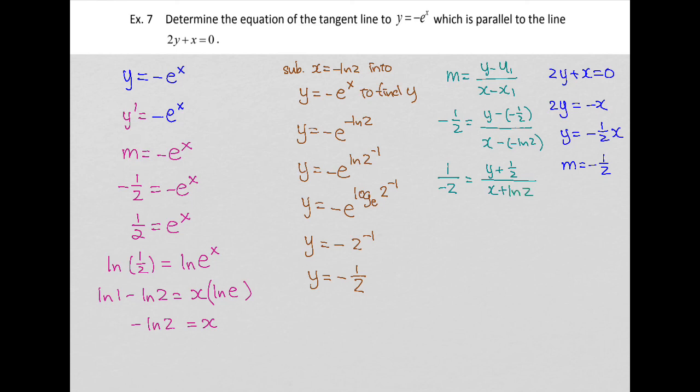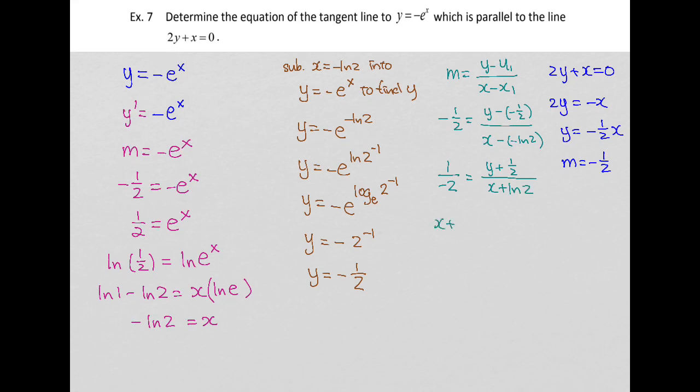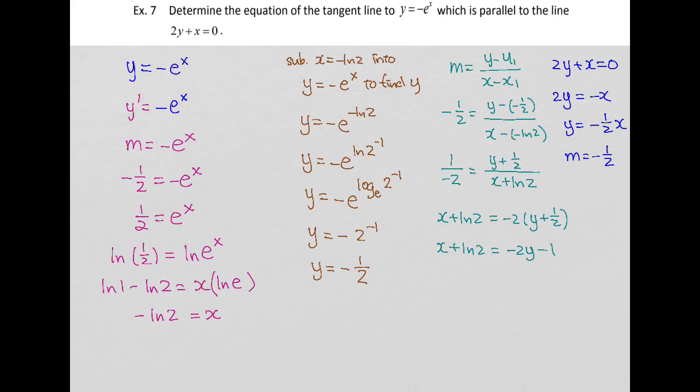Let's do cross multiplication. You do x plus ln 2 equals negative 2 times y plus 1 over 2. You get x plus ln 2 equals negative 2y minus 1. Bring everything to the left-hand side. So it becomes x plus 2y plus ln 2 plus 1 equals 0. And this is the equation of the tangent line.